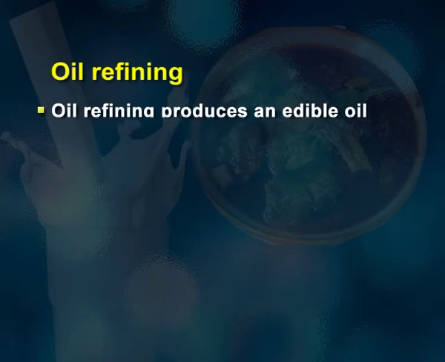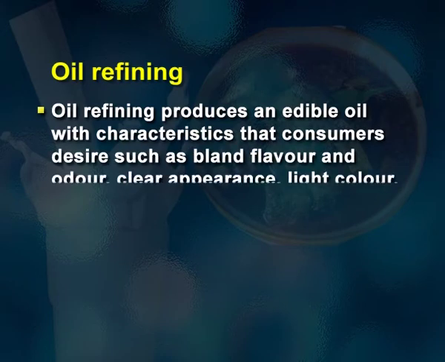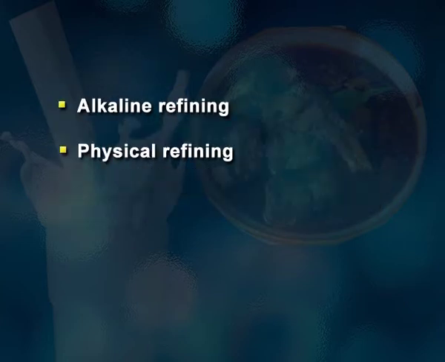Oil refining produces an edible oil with characteristics that consumers desire such as bland flavor and odor, clear appearance, light color, stability to oxidation and suitability for frying. Two main refining routes are alkaline refining and physical refining, which includes steam stripping and distillative neutralization, which are used for removing the free fatty acids. The classical alkaline refining method usually comprises various steps.